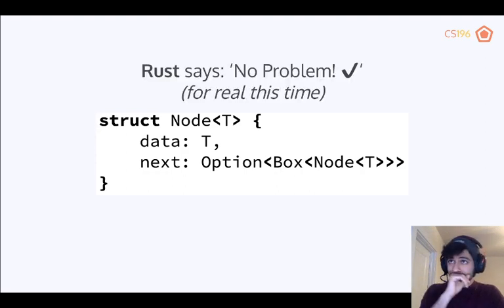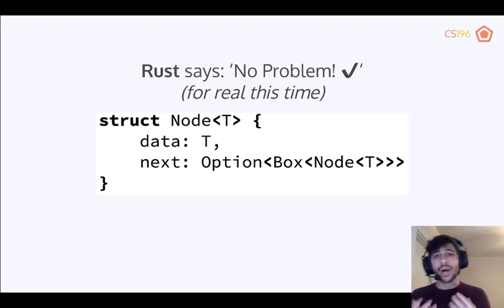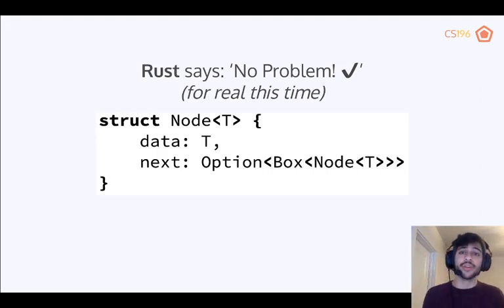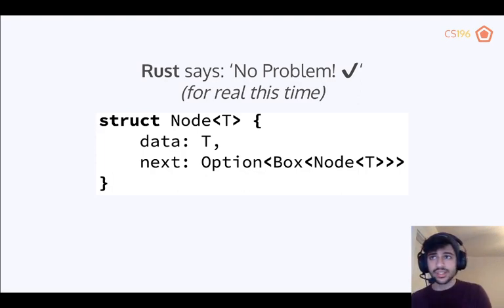So Rust says to this, no problem, and that's for real this time. If you wanted to implement a singly linked list in Rust, this is probably the way that you would do it. And so very doable, very possible. All of those posts are a bit dramatic, but you can see why it's a bit more complicated than what you'll see in other languages. And the reason why that is because of the kind of properties that you see in Rust. It's not always as straightforward.